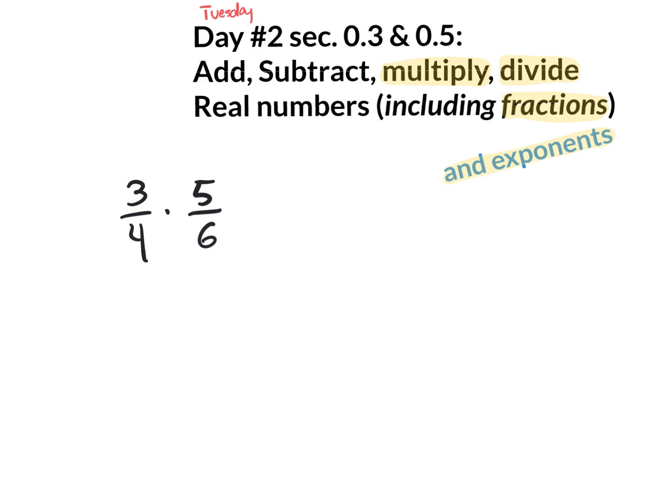Okay, 3/4 times 5/6. And what did we learn yesterday? How do we actually do this? Yeah, multiply the numerators, top with top, and the denominators, bottom with bottom, and we're going to get an answer. 3 times 5 is 15. 4 times 6 is 24. And there's your answer, but you're supposed to try to reduce the answer. So 15 over 24, could we reduce by anything?